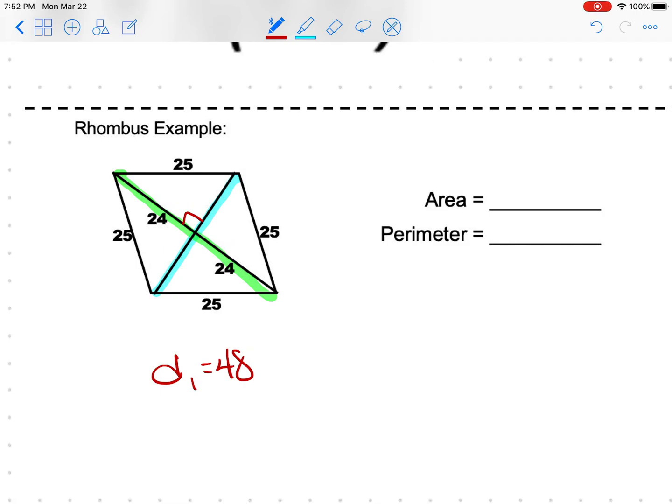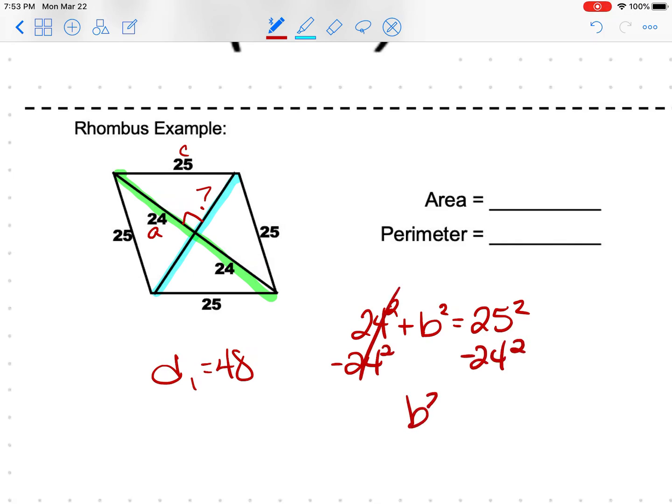So if I'm looking, let's say for this side here, I can do Pythagorean theorem to help me find that piece. And then it'll be the same on both sides because your diagonals have been bisected. So we could set up and say that this is our, let's say A, and this is our C. So we would say 24 squared plus B squared equals 25 squared. We would subtract the 24 squared.